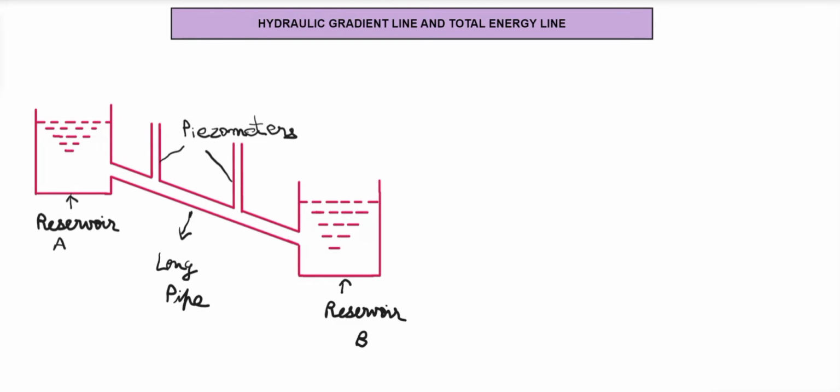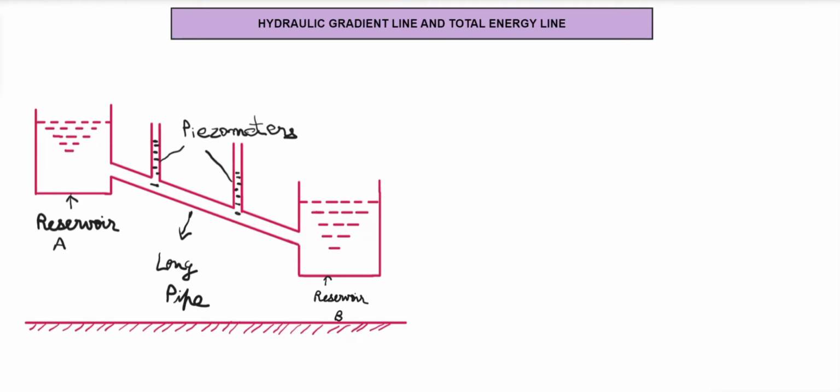As the fluid flows from the reservoir A to the reservoir B, the fluid will be under pressure and the liquid level will rise in the piezometer to a certain height. And this height will depend on the pressure at that point. Suppose I have shown here in the first piezometer, it rises till this height, and in the second piezometer, it rises till this height.